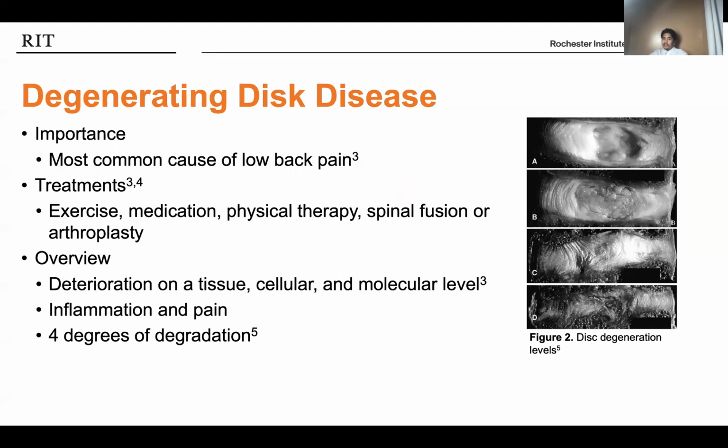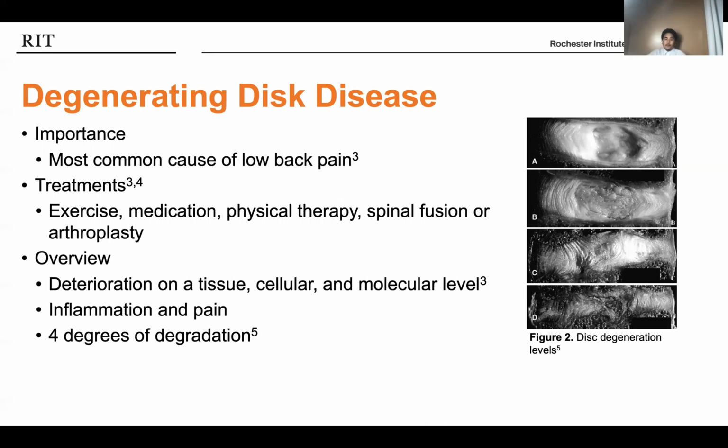Even though it's very important, the existing treatments today are actually based on just relieving symptoms. One reason is because we don't fully understand the underlying mechanisms yet. So another thing to note is with deterioration, this actually happens on a tissue, cellular, and molecular level. One example is extracellular matrix degradation, which can lead to inflammation and pain. However, based on the degree of degradation, this inflammation and pain can vary from person to person.